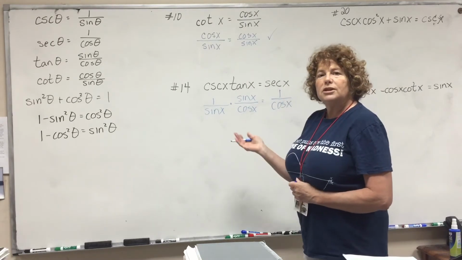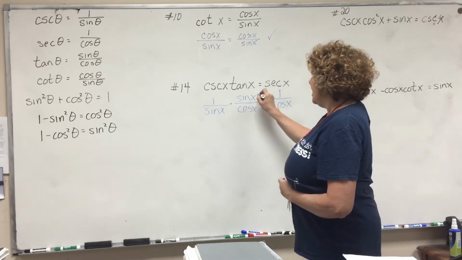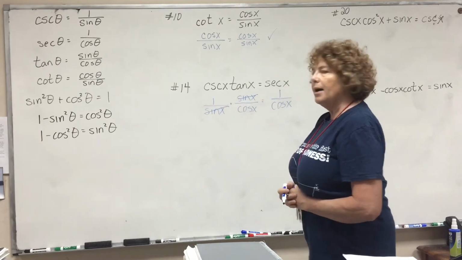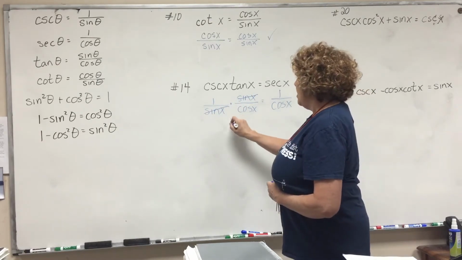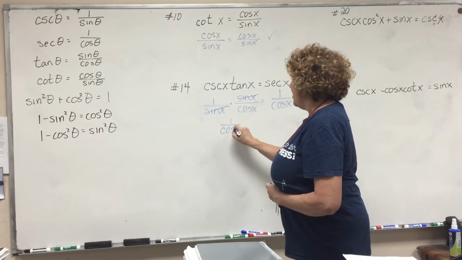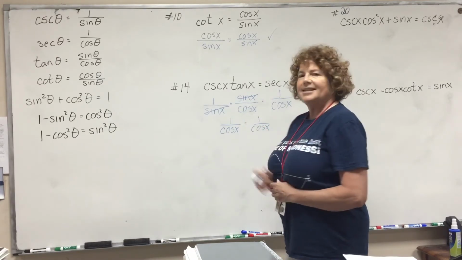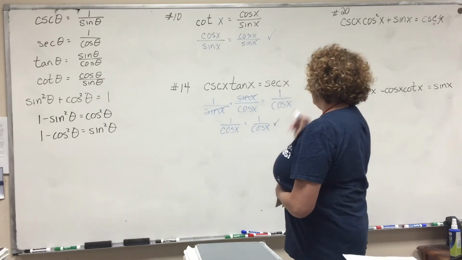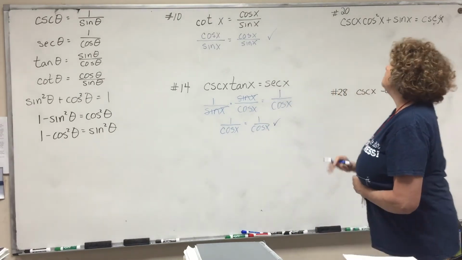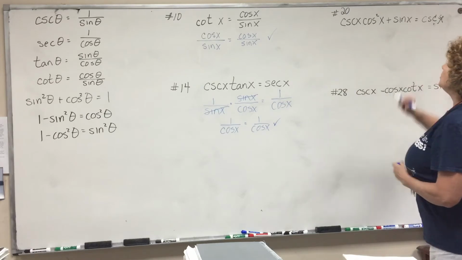Well, according to the principles of multiplication, you can cancel what's on the top and bottom of a multiplication, and you end up with 1 over the cosine of x equals 1 over the cosine of x. Isn't this fun? I love doing this. I'm a puzzle person.